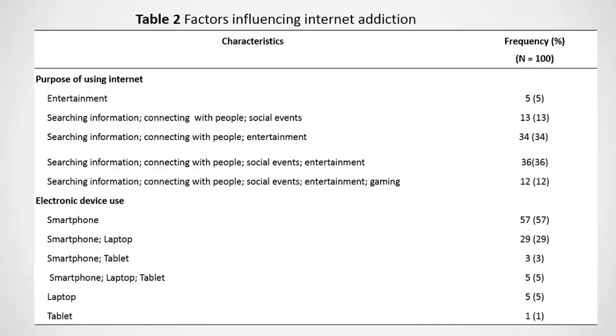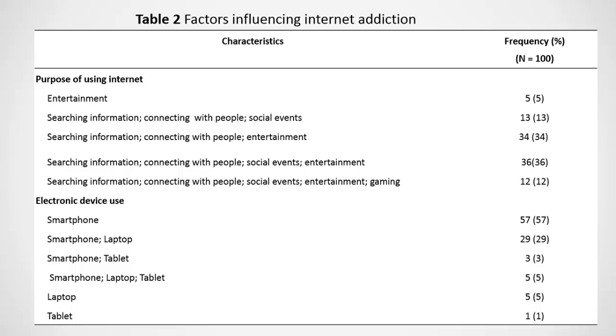Table 2 shows factors influencing internet addiction. For the purpose of using the internet, respondents are allowed to choose more than one option. About 5 out of 100 respondents solely choose entertainment. 13 chose searching information, connecting with people, and social events to use the internet.